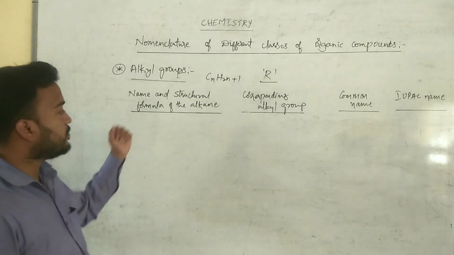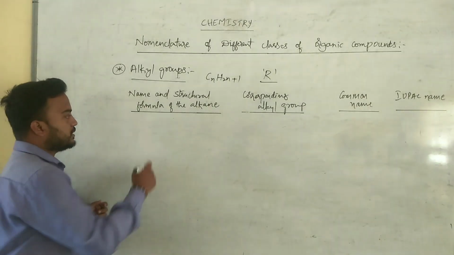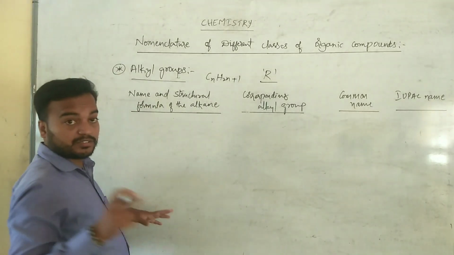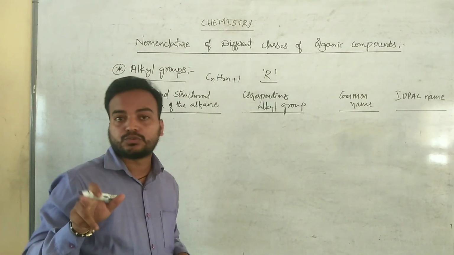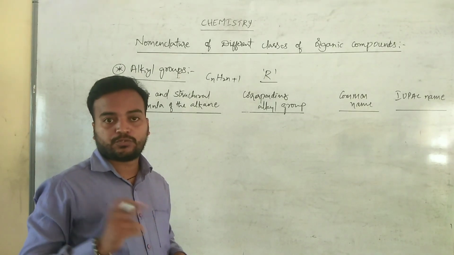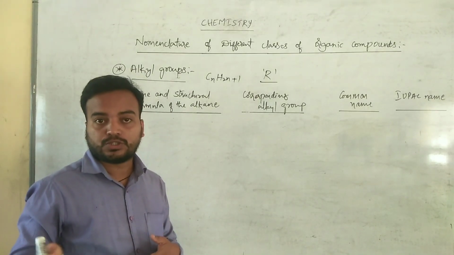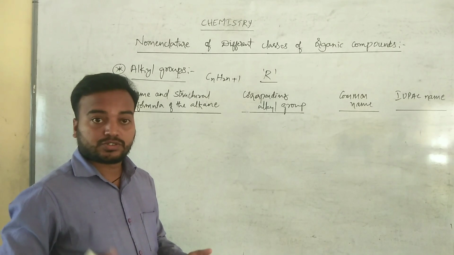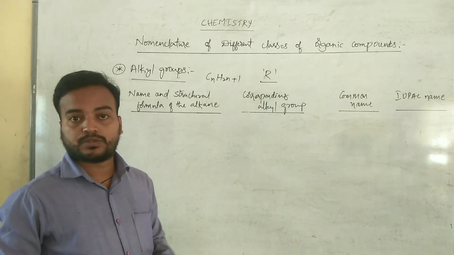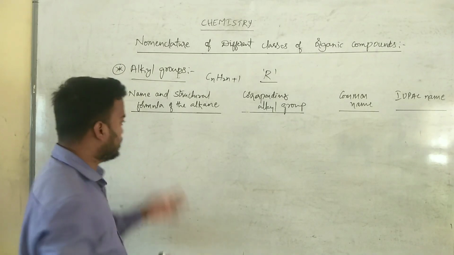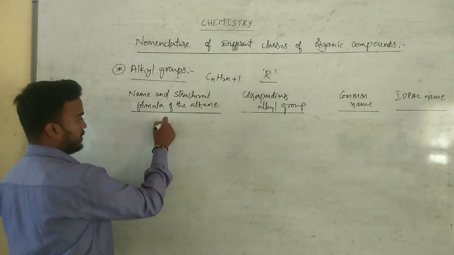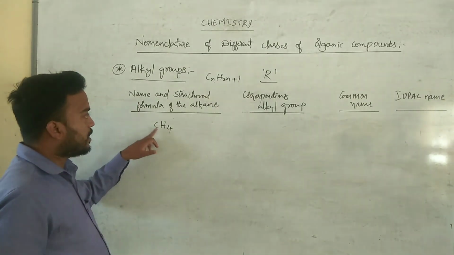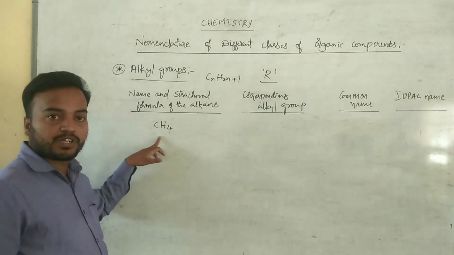Let's see some examples of alkyl groups. We have to take the name and structural formula of the alkane. Alkanes have the general formula CnH2n+2, so you can substitute n equal to 1 in the first case, and n equal to 2 in the second case. I explained last class how we write alkane structures and formulas using the general formula. So I will take the first alkane, that is CH4.